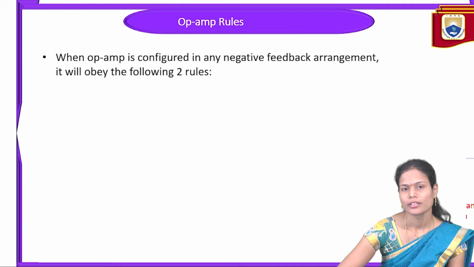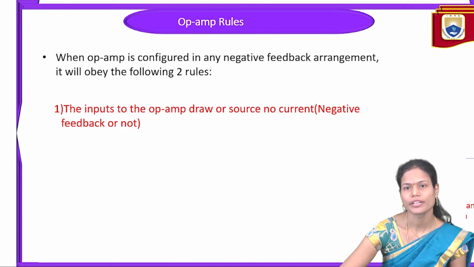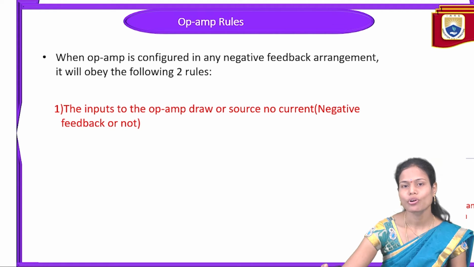And whenever we want to utilize the operational amplifier for any particular application, that amplifier should obey two rules. The first rule is that the inputs to the op-amp draw or source no current. That is, once we design the circuit without providing any input signal, it should not draw or source any current from the circuit. That is the first rule.